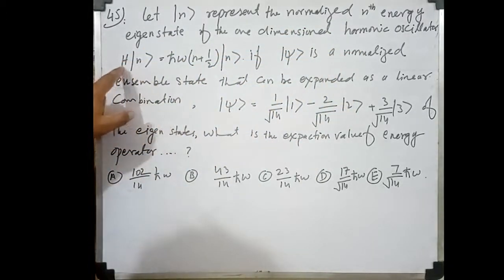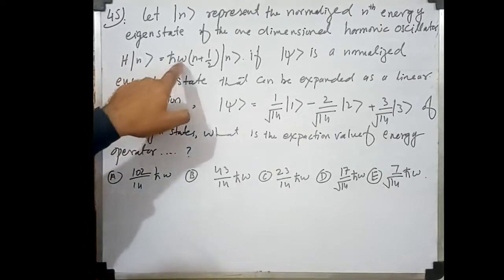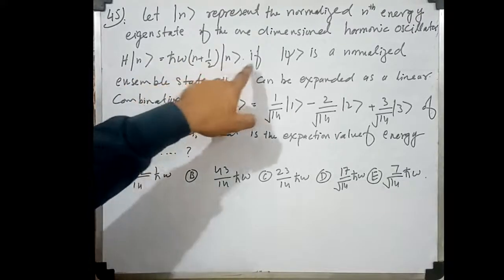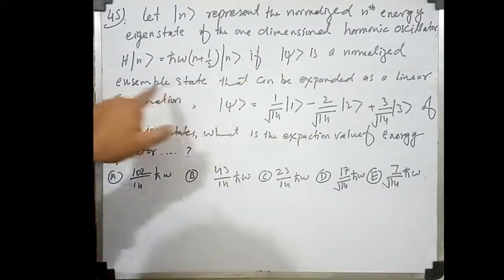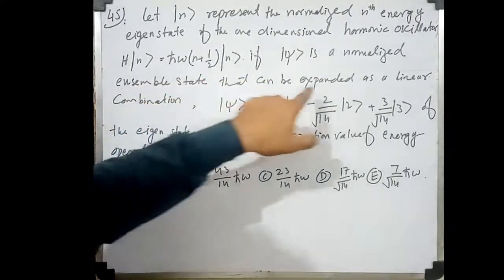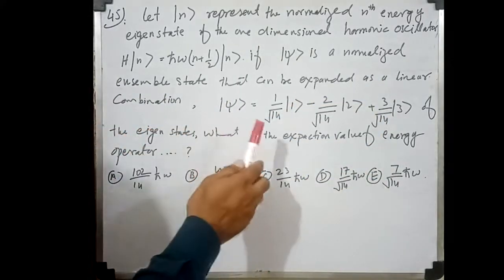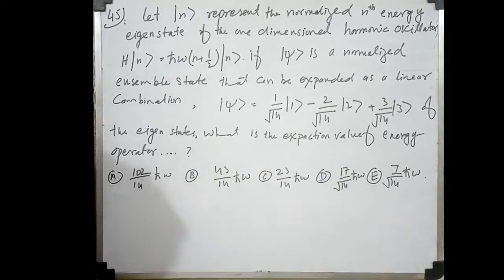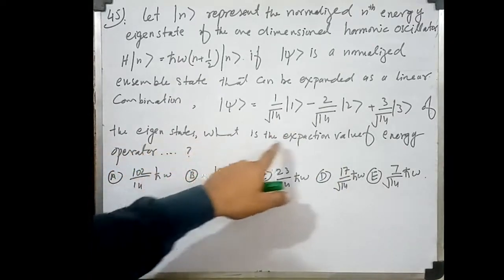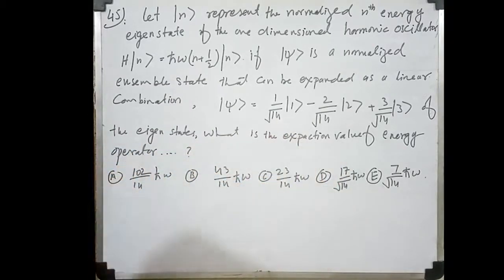The energy Hamiltonian operator is given by ħω(n + 1/2). If psi is a normalized ensemble state that can be expanded as a linear combination of the eigenstates 1, 2 and 3, what is the expectation value of the energy operator?